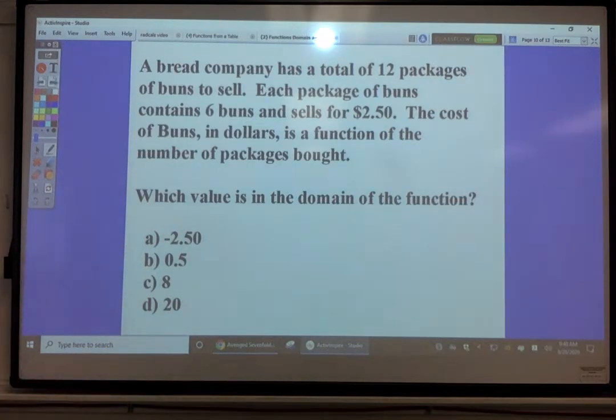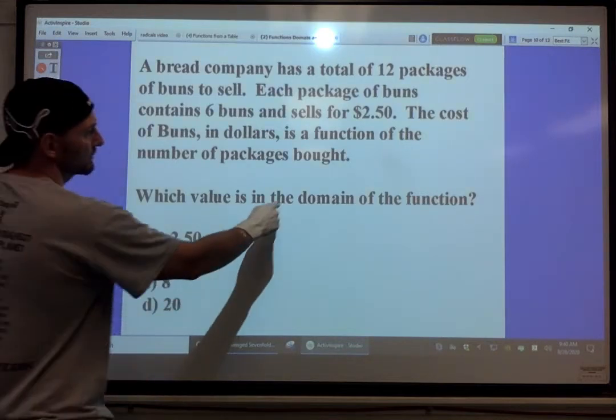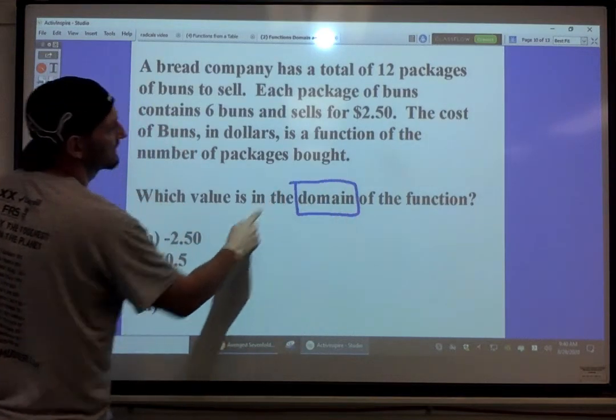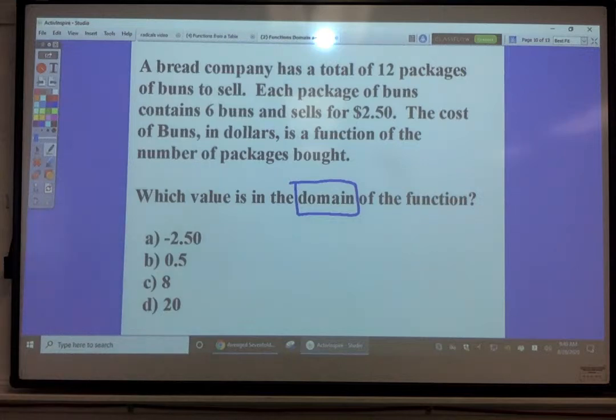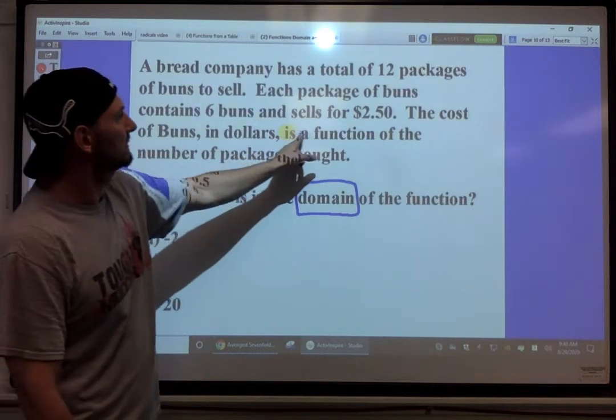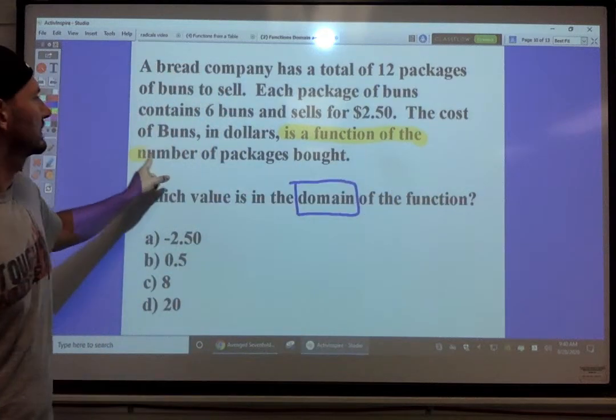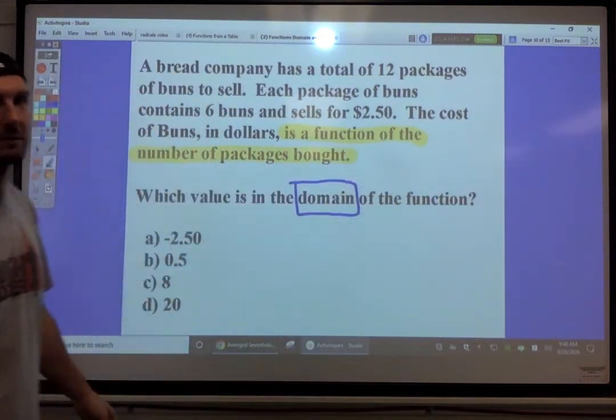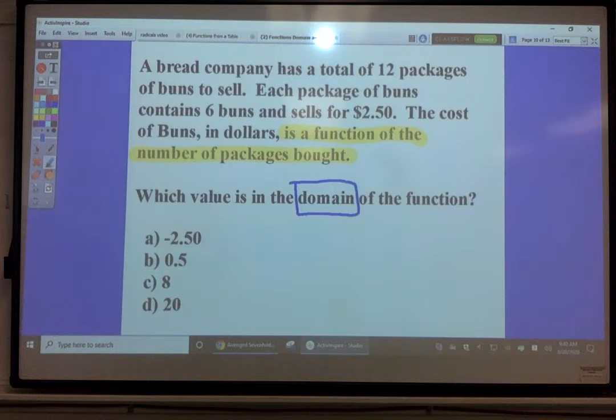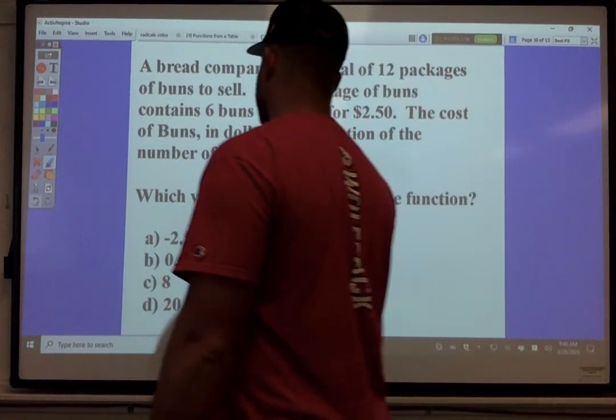Alright, so again, domain. We'll let Coach Ramsey discuss this. Oh, I have to read it first. I haven't read it. Guys, it's domain again. And I threw in 3 numbers because I'm just tricky like that. It's a function of the number of packages bought. Domain. The number of packages bought. So we're looking for which of the values is the domain, right?